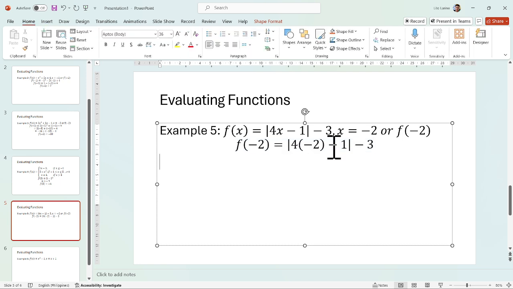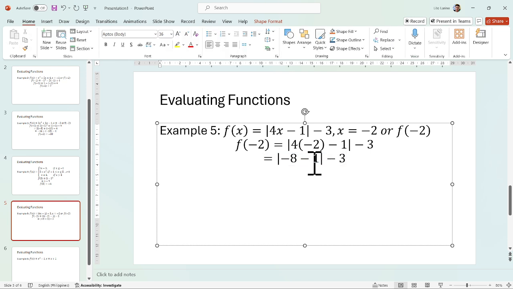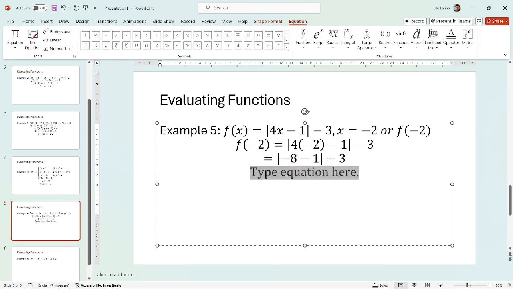Next, that is equal to the absolute value of 4 times negative 2. We do multiplication first. 4 times negative 2 is negative 8, minus 1, and minus 3. What is negative 8 minus 1? Negative 8 minus 1 is negative 9, minus 3.